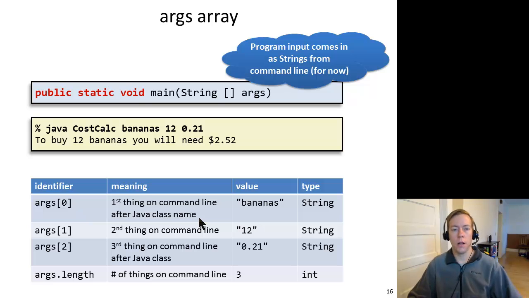Let's look a little more closely. We talked last time about the input, the args array, and the args array always just gets things that are of type string. You've got no choice. You get zero or more things coming in from the command line, and they're all strings regardless of what they actually are. So 12 ends up being a string, 0.21 ends up being a string. If you want to make this cost calc program, it'd be pretty difficult to compute 12 times 0.21 with two strings. What you really want is an integer and a double in your program so you can do the calculation.